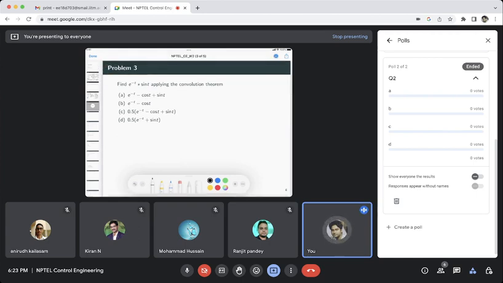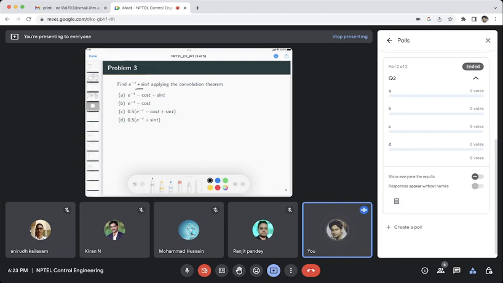So you have to find, this sign means convolution. You have to find the convolution of e to power minus t with sin t. You can apply the convolution theorem and find the answer. What is the convolution theorem? Calculating convolution in the time domain is difficult, right? You have to shift the signal and find the integral of that.